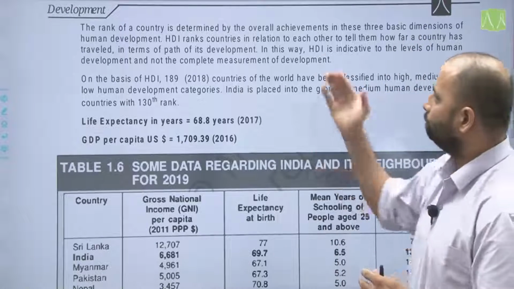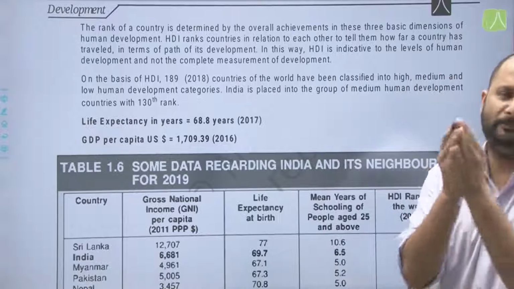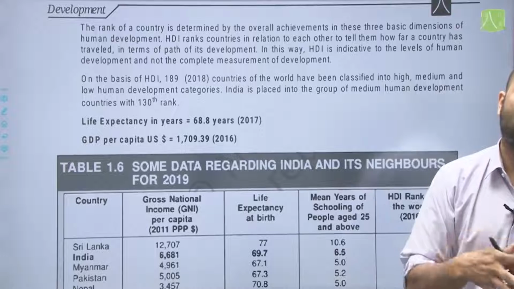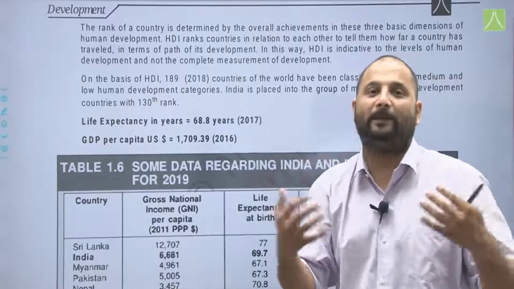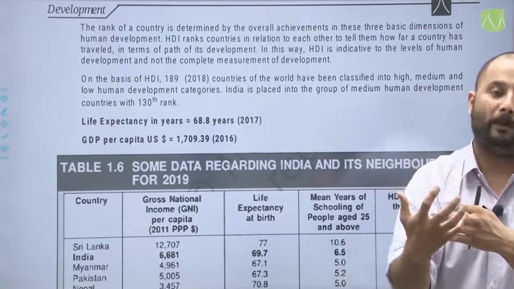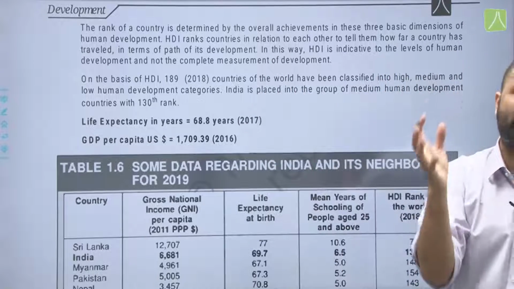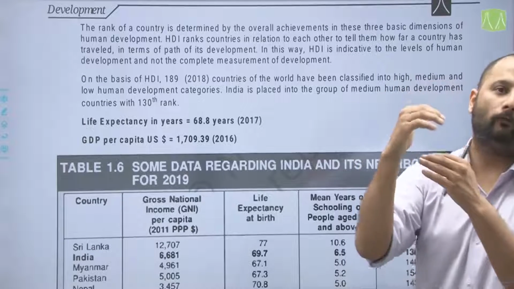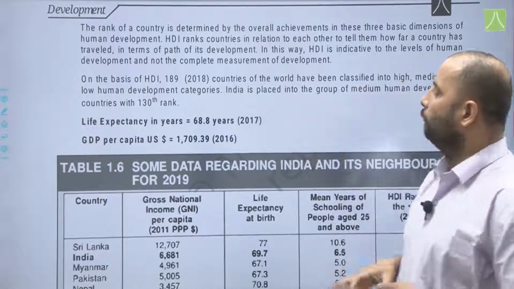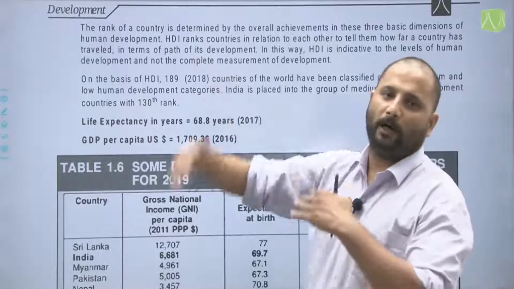Now, the rank of a country is determined by the overall achievements in these 3 basic dimensions of human development. HDI ranks countries in relation to each other. Again, why is this comparison made between different countries? As you know, even competition between students in your class helps to keep the competitive spirit high. That is why anyone is able to perform much better than what he or she has given earlier. Similarly, when countries are compared, they also know what standards or benchmarks are set for them, so they strive to do better and reach those goals. Therefore, HDI ranks countries in relation to each other to tell them how far a country has travelled on the path of its development.